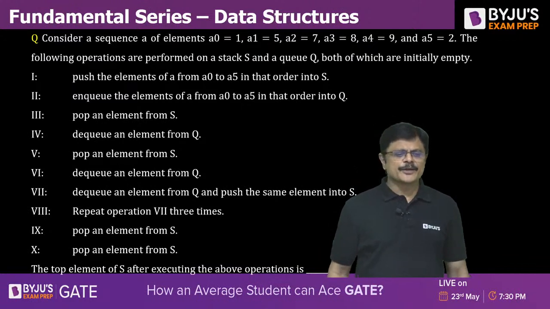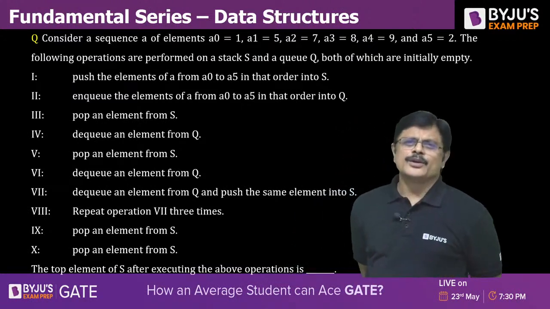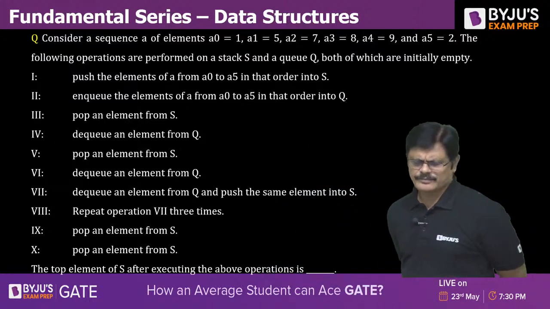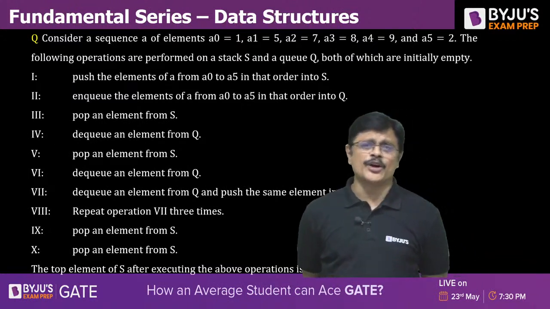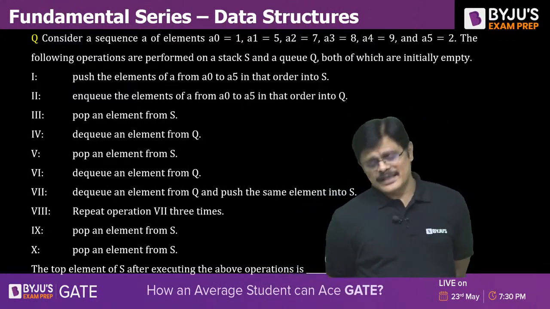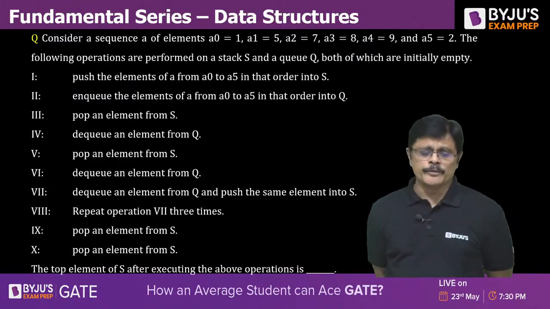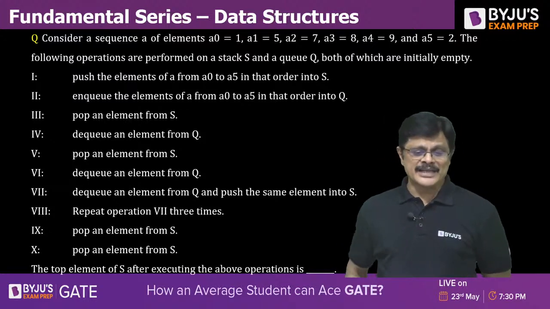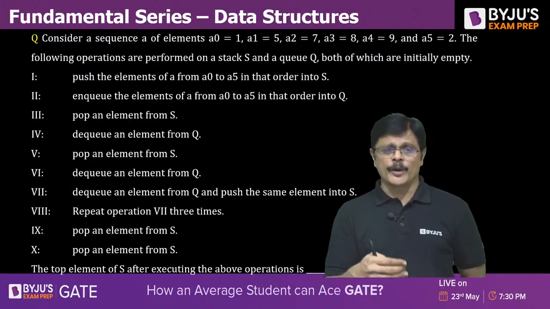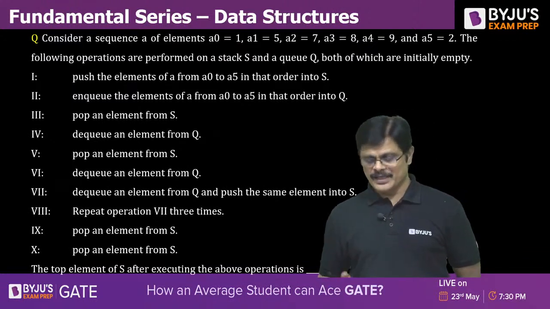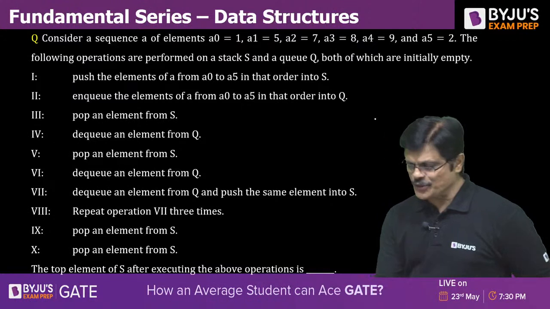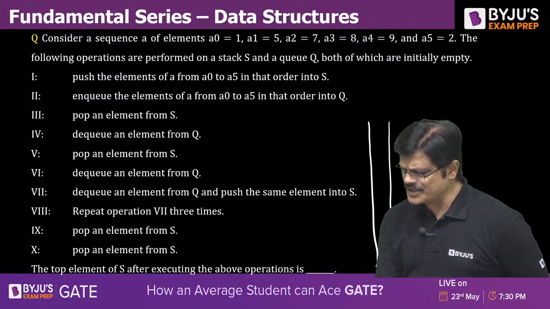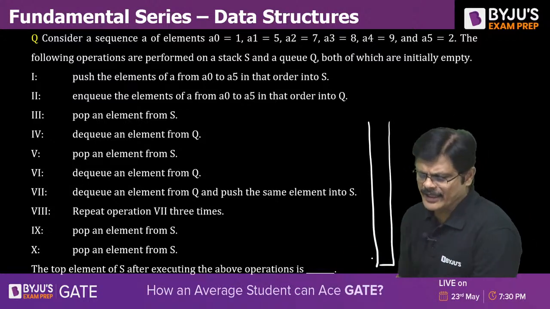Now this is a very recent GATE question, the 2022 GATE question. Consider a sequence of elements A0, which is 1, A1 which is 5, A2 which is 7, A3 which is 8, A4 which is 9 and A5 which is 2. The following operations are performed on a stack and a queue. That is, we are performing the following operations on a stack as well as a queue, my dear friend. Now what is happening on the stack? Let me show you here. I will write stack here, sir, because it may increase in this particular direction. So let us keep the stack here. Then let us keep the queue here.